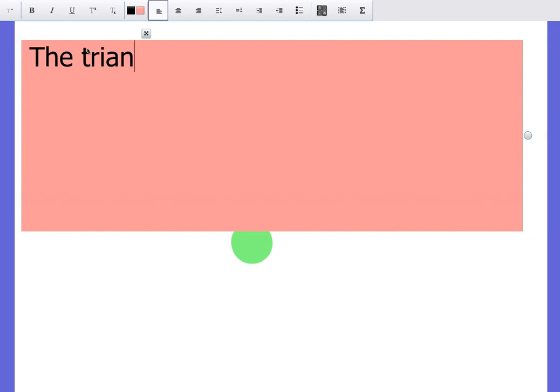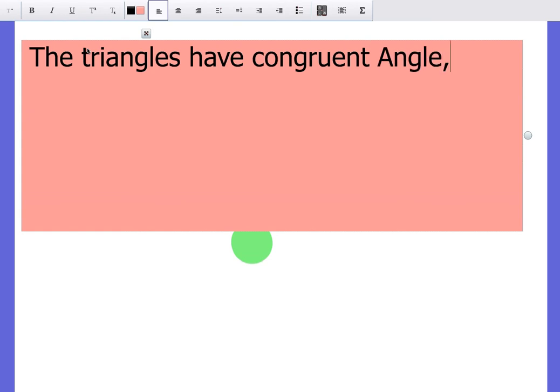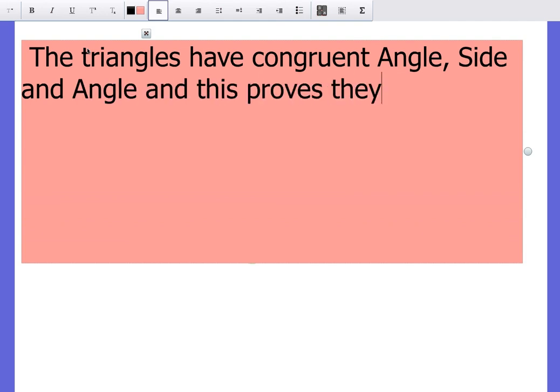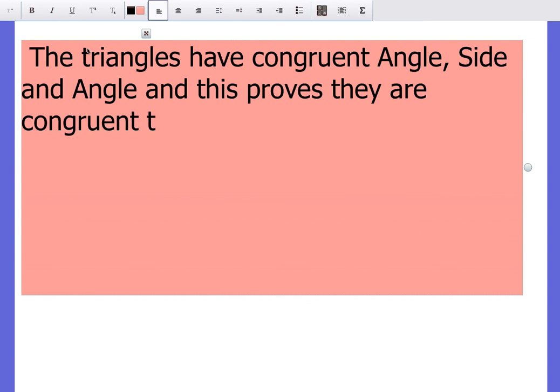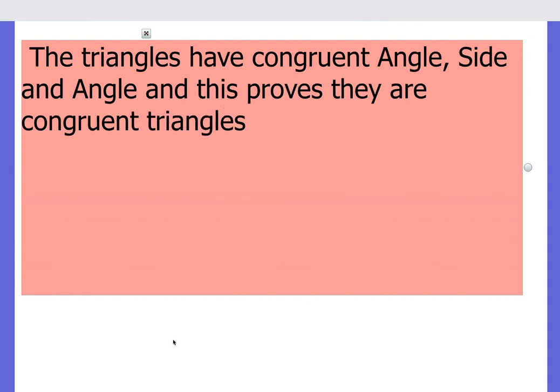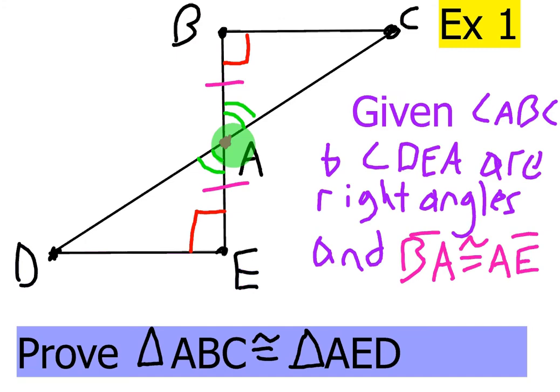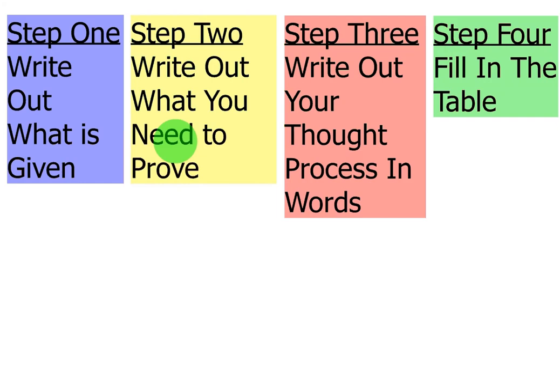The triangles have congruent angle and angle. This proves they are congruent triangles. Okay? That's what I would say. That way, as I'm filling in my proof, I can just kind of go back to these words and convert them. So that leads us to the last step, which is just to fill in the table.